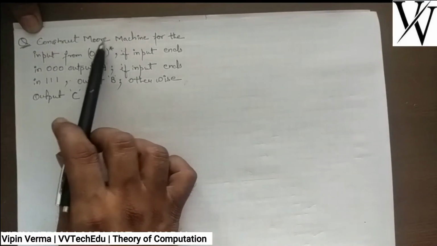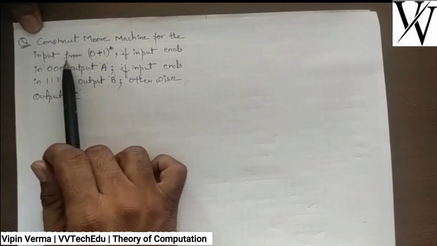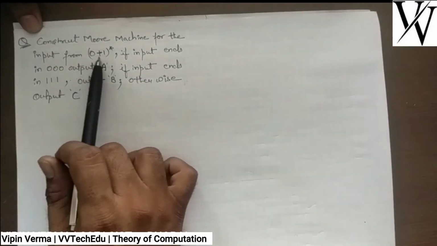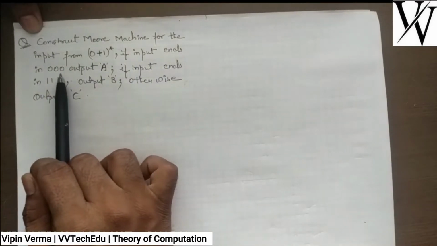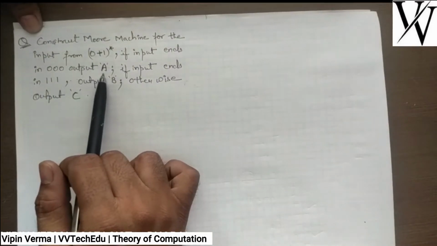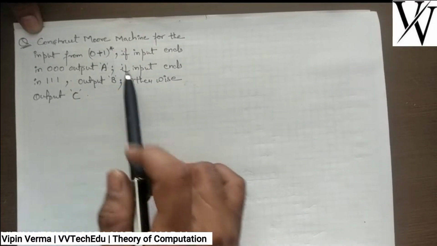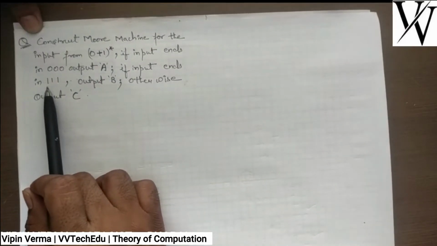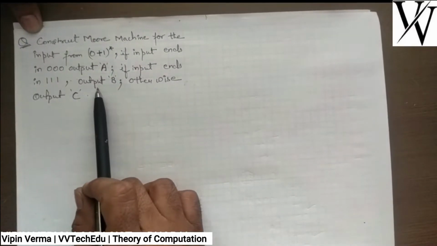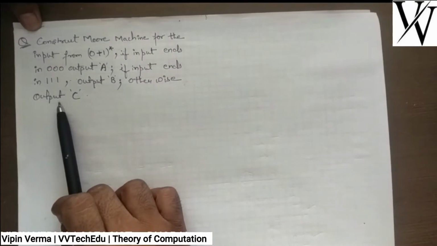So the Mealy machine, we need to design a Mealy machine, we need to construct a Mealy machine that takes the input in the form of zeros and ones, and if the input ends with 000, so the output will be A, the output that was generated by the machine called A, and if the input ends with the 3 consecutive ones, the output that was generated by the machine is B, otherwise the output will be C.